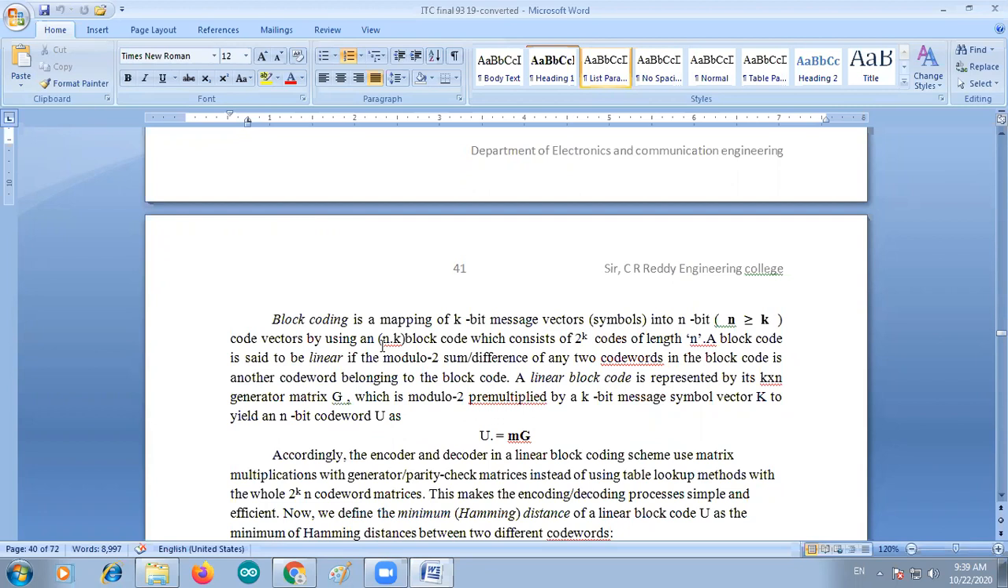Suppose n is 7 and k is 3. n is 7, k is 3. But how many vectors are given as input? For the 7 comma 3 code, 2 to the power of 3 is 8.